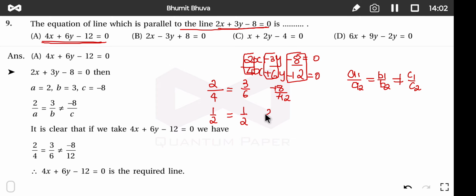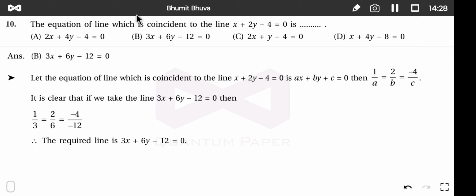Then 4 2s are 8 and 4 3s are 12. So we'll get 2 by 3, which is not equal to 1 by 2. So the first two ratios are equal and the third is not equal. So option A is the correct answer. If it is not satisfying, then we have to check the second option with this given line. Correct. Move to the next one.